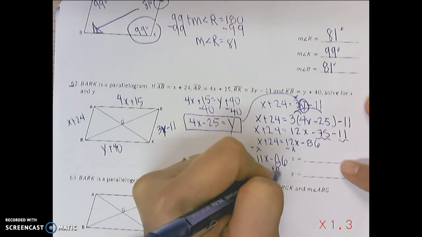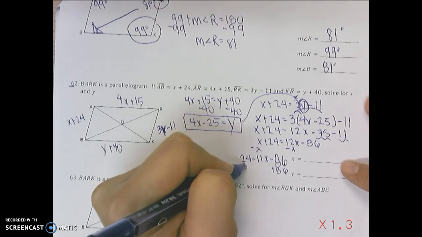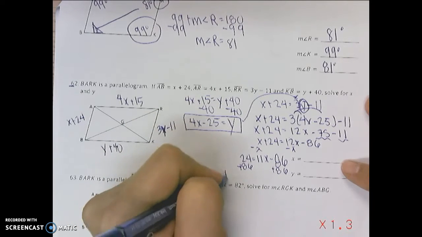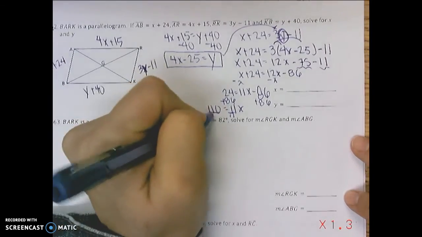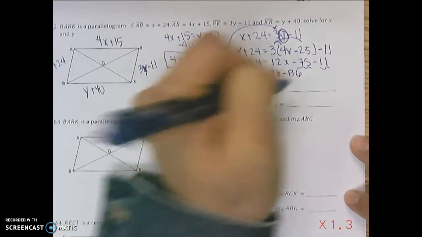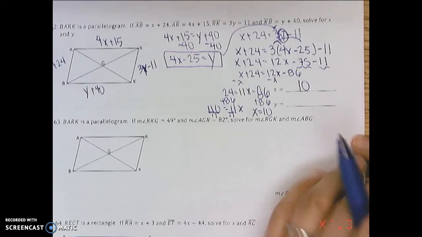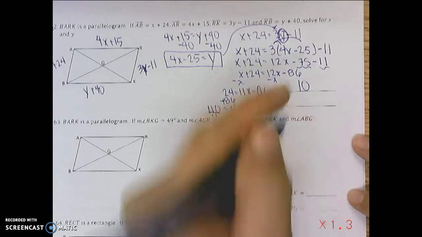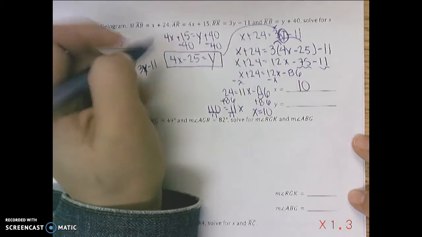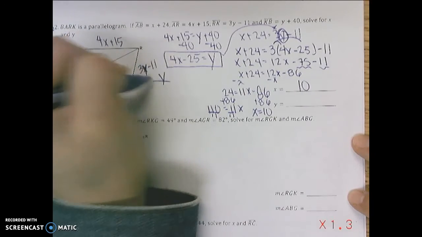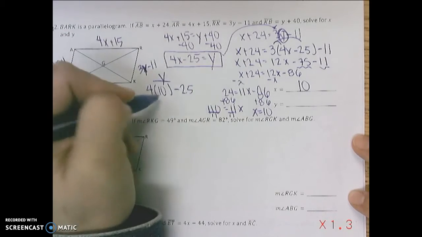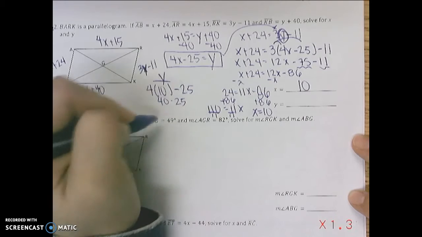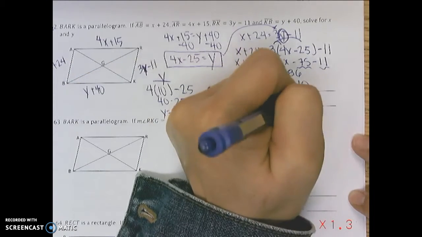I'll add 86 and add 86 and get 110 equals 11x. Now I need to divide by 11 and divide by 11, and x equals 10. Okay, now that I know what x equals, I'm going to plug it in over here and get my y. So I'm going to do y, and that's going to be 4 times 10 minus 25. 40 minus 25. Y equals 15.